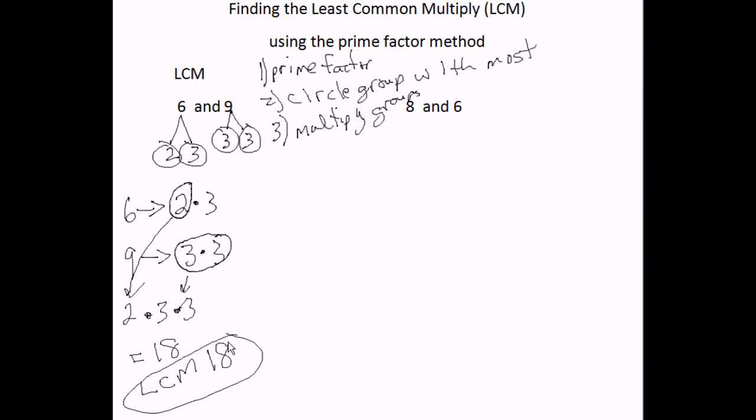18 is the lowest common multiple. The smallest number 6 and 9 can both be divided into. That's what LCM is. It's the smallest number that 6 and 9 can both be divided into.